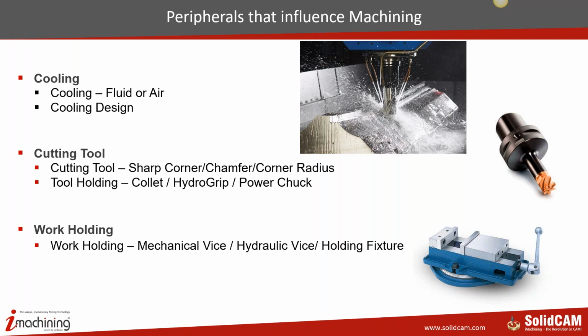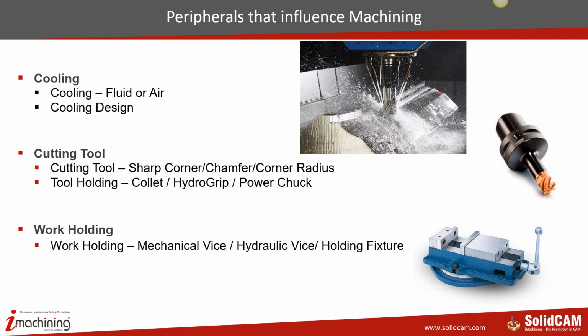Cutting tools, recommended is tools with corner radius because they prevent chipping. But in the event that you do not get tools with corner radius or chamfers, you can also go with plain flat end mills, they work very well. Tool holding, anything beyond 8 diameter, we suggest you go for hydro grips or power chuck. Anything below 8 millimeters, it's your choice. Collets, really not suggested, but if you don't have any other way, you can use collets. Best below 8 millimeters is to go for a shrink fit.